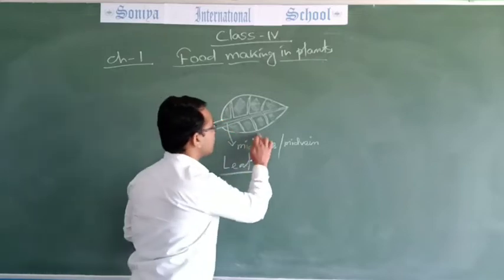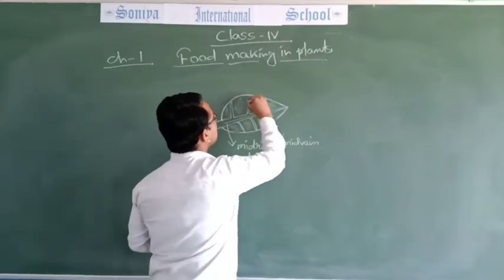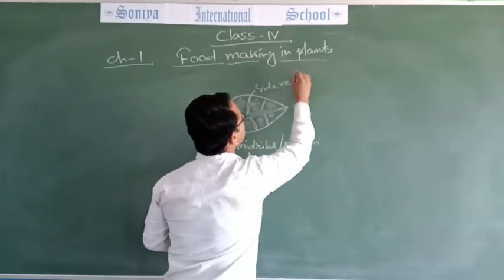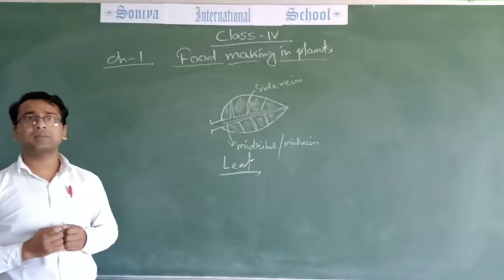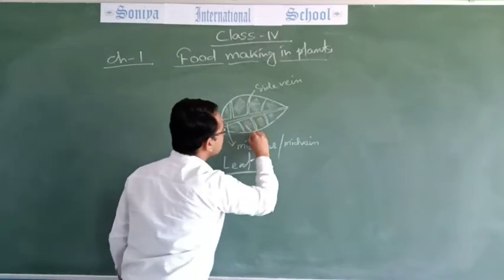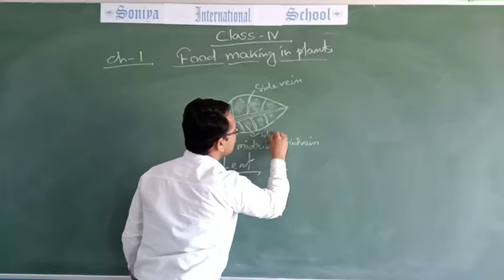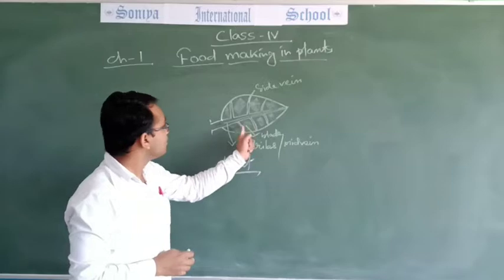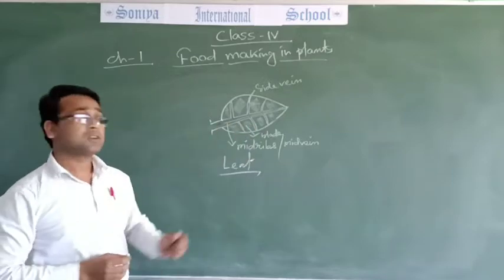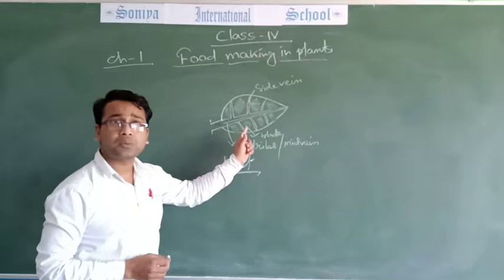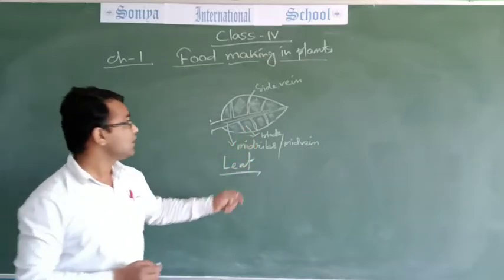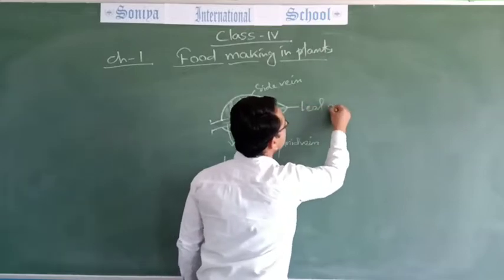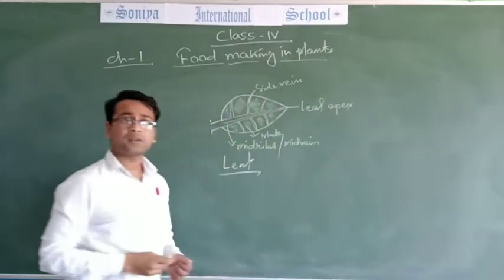On both sides, these veins, this side and this side, are called side veins. Is that clear? And between two side veins is called the blade, the leaf blade. And this is the portion of the leaf apex. Is that clear?